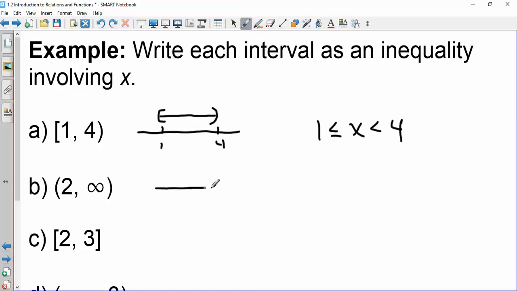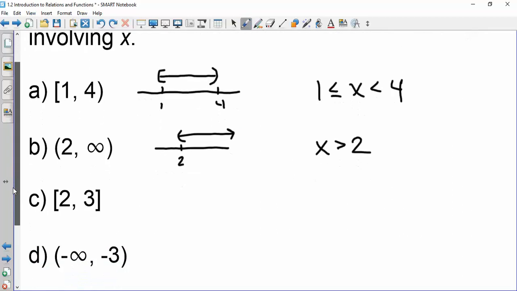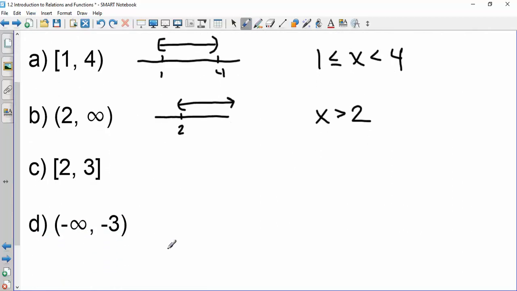B. 2 to infinity. So that means you started at 2 and you went forever in the positive direction. So what would that be? Yeah, we could just say x is greater than 2. It's everything bigger than 2.